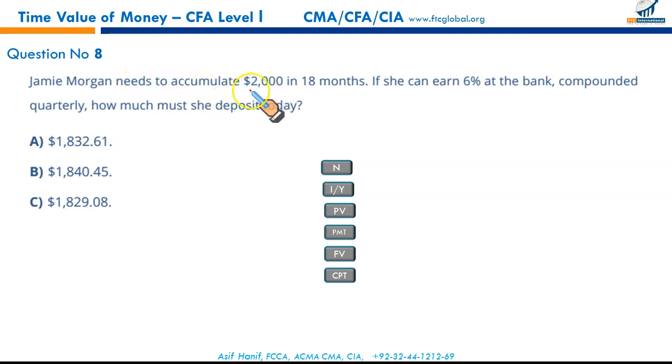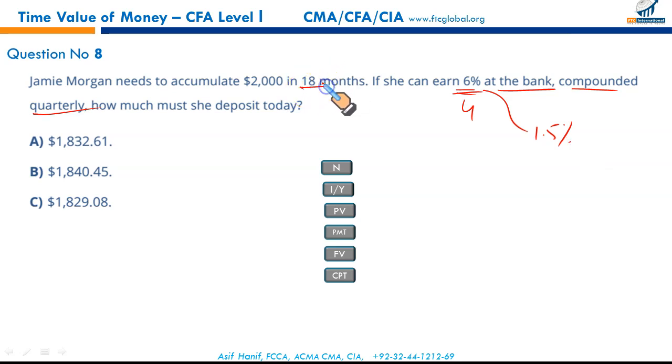JP Morgan needs to accumulate $2,000 in 18 months. Okay, this is to be accumulated, that's the future value. Needs to accumulate now, no, in the future. Let's read the whole question. If she can earn 6% at the bank compounded quarterly, we need certain adjustments. Compounding quarterly means this 6% must be divided by 4. 6 by 4 gives you a 1.5% rate quarterly.